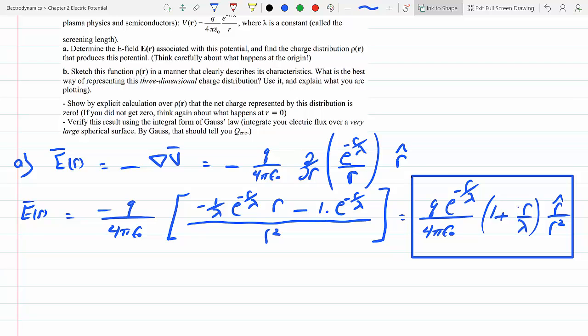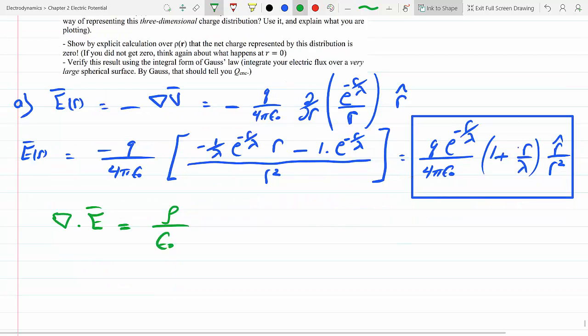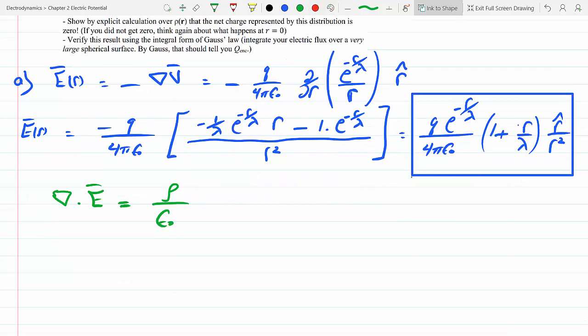Okay, and now find the charge distribution that produces this potential. We know that the divergence of E is equal to rho over epsilon. This is Gauss's law in differential form. So all I need to do is find the divergence, so that means rho would equal epsilon times the divergence of E. So all I have to do is find the divergence in spherical coordinates, and that is, let me write it down. We don't have a theta component or a phi component.